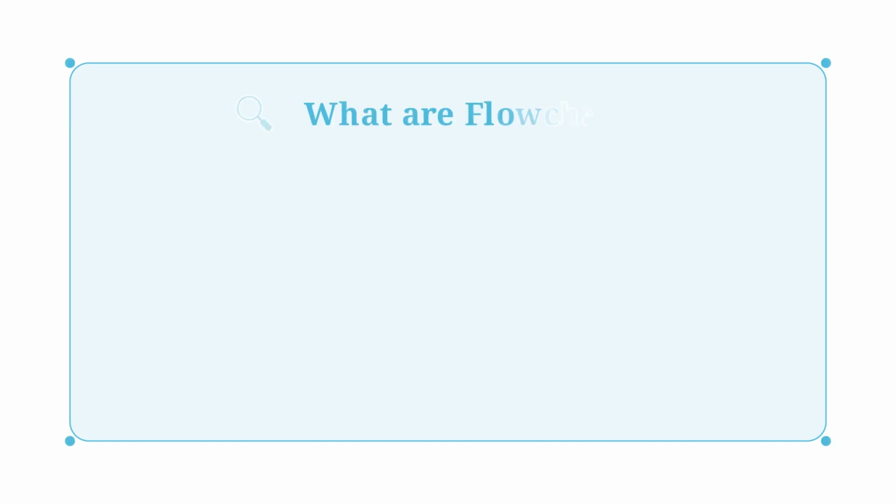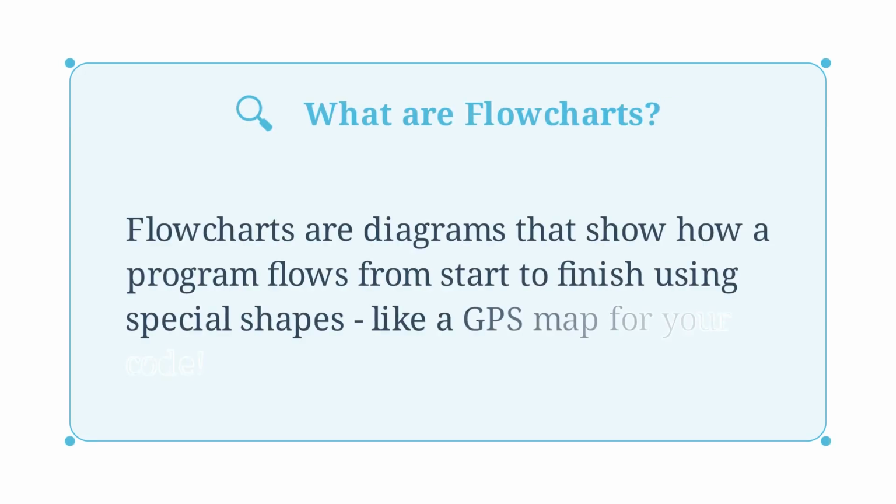Flowcharts are special diagrams that show exactly how your program flows from start to finish. Think of them like a GPS map for your code. Every shape has a meaning, and arrows show you which way to go.